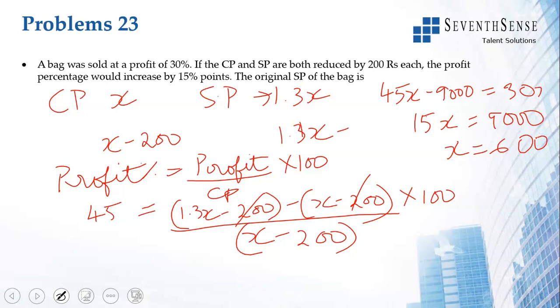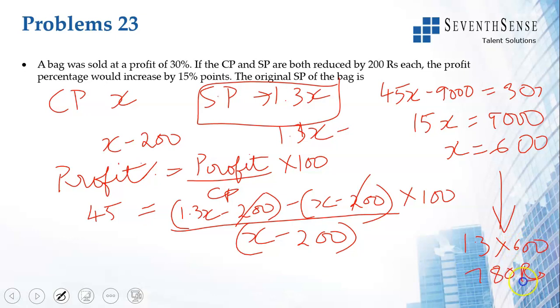So the original cost price is 600, original SP is 1.3 times 600, because this is the original SP, selling it at a profit of 30%. 1.3 into 600, 780 rupees is the original selling price.